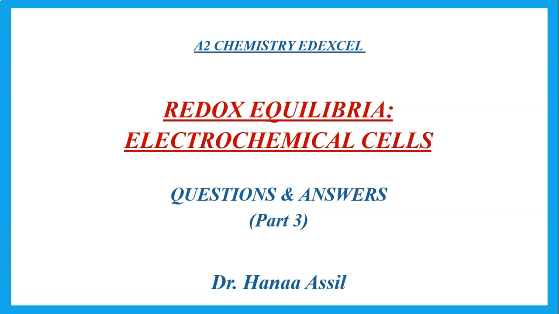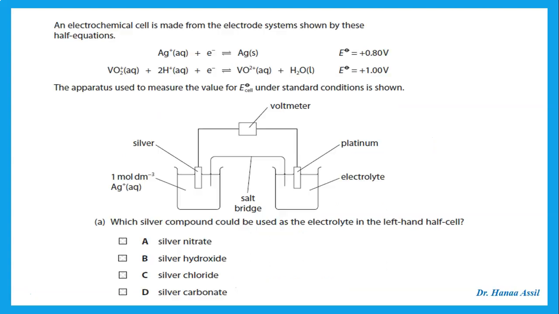Hello, this is Dr. Hanaa Assil, and this is the third and last part of the questions and answers on electrochemistry. So this question says an electrochemical cell is made from the electrode systems shown. The apparatus used to measure the value of the E cell under standard conditions is shown. Which silver compound could be used as the electrolyte in the left-hand half cell?